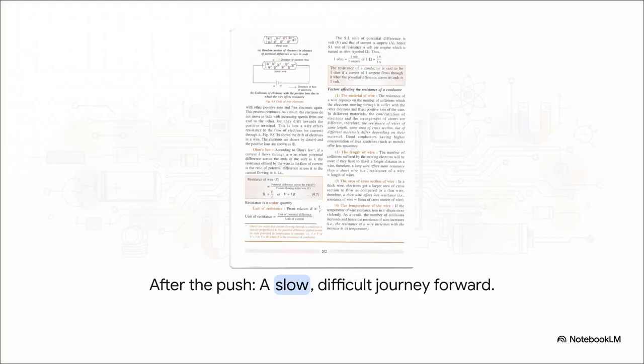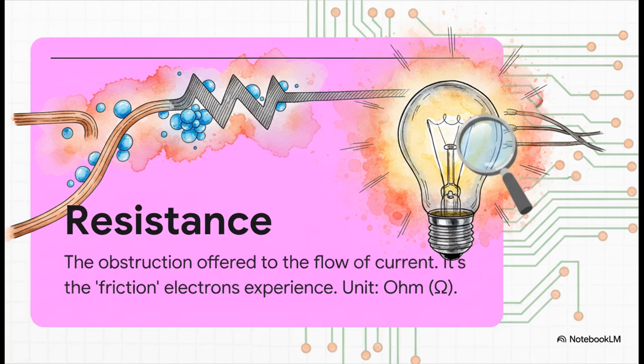But then we apply a voltage. We give them that push. Now, don't get me wrong, they're still bumping into everything like crazy. But now there's this slow, overall drift in one direction. And it's this constant pinball machine of collisions with the atoms in the wire that creates an opposition to the flow. And that obstruction, that opposition, it has a name: resistance. It's basically the electrical friction that every current has to fight against.